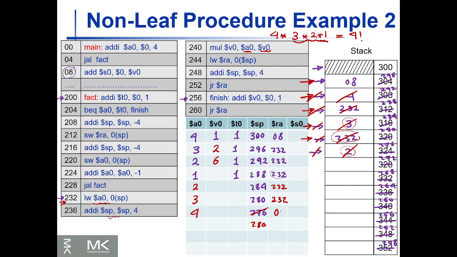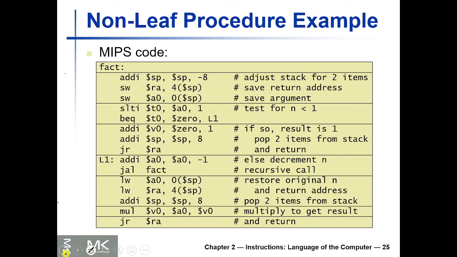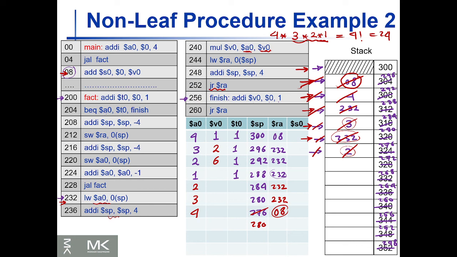Now RA is 08. Because we finished, we should go back to the main function. This is 24. This is the factorial of 4. And we should also reset SB to its original location, which is 300. And then jump register RA, so we should jump to 08, which is that line here. Add S0 0 V0, so of course V0 is 24, we forgot this. So S0 will be 24. And that's it, guys. That's it.